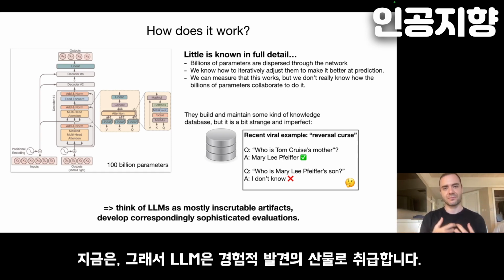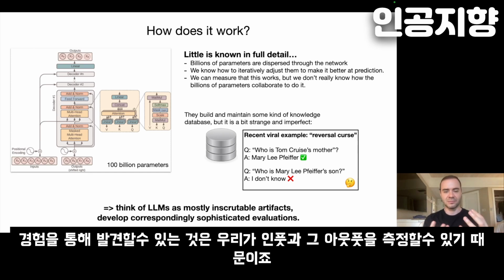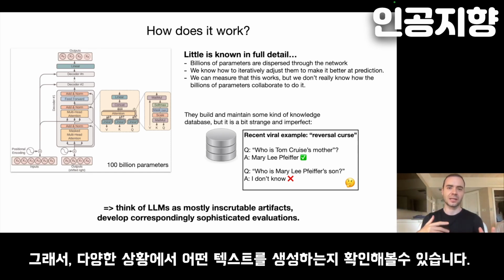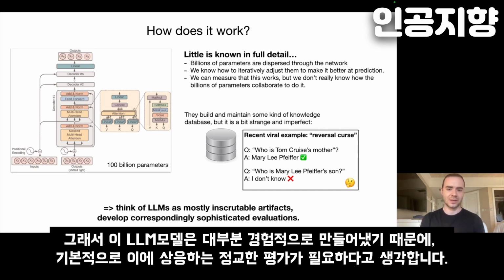But right now we mostly treat them as empirical artifacts. We can give them some inputs and we can measure the outputs. We can basically measure their behavior. We can look at the text that they generate in many different situations. And so I think this requires correspondingly sophisticated evaluations to work with these models, because they're mostly empirical.